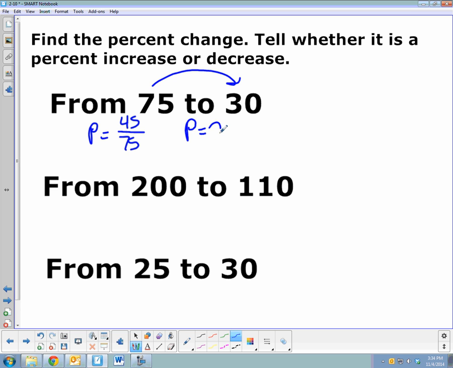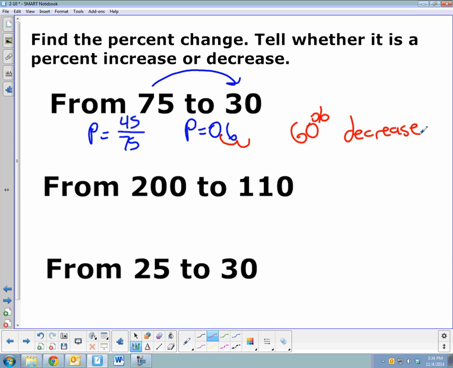So P equals 0.6, which if I change that to a percent, to the right, is 60%. Now, did it go up or down? From 75 to 30, it went down. So it's a 60% decrease.